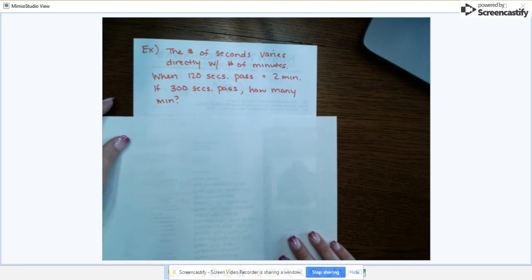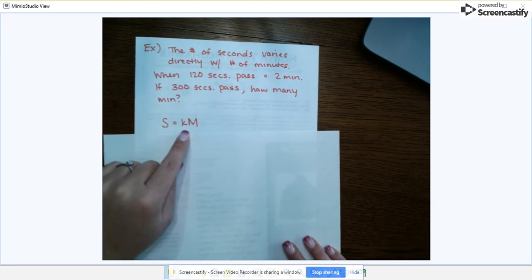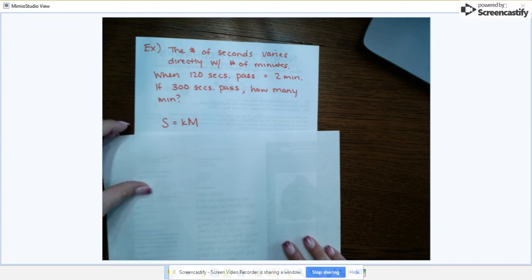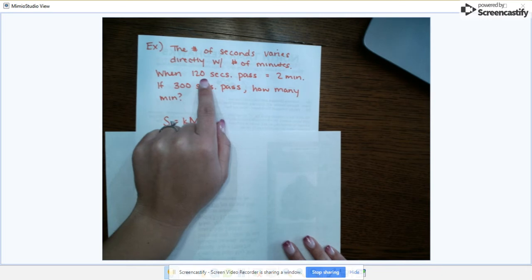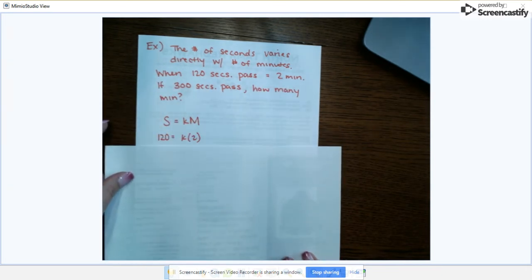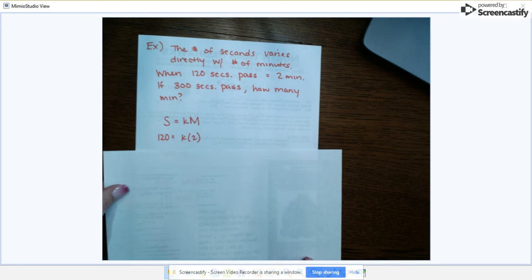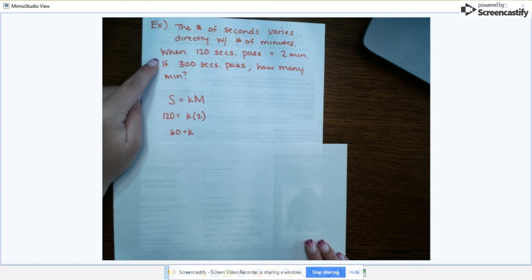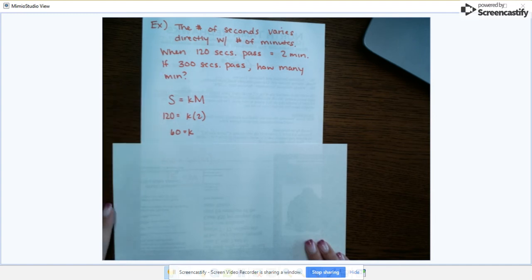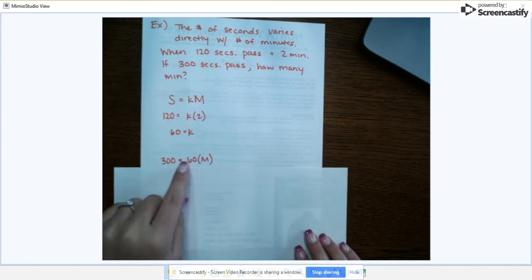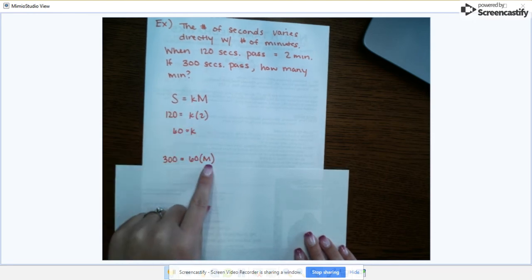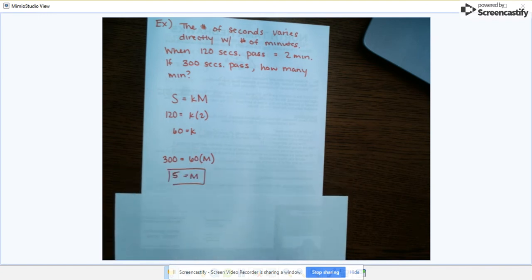So I'm going to use S for seconds. That K, constant of variation, is going to be there. So seconds varies directly with M, which is minutes. Now I'm going to plug in the information that I know. I know 120 seconds is 2 minutes, so I plug 120 in for S and 2 in for M. And I'm going to solve for K by dividing by 2. So I know my constant of variation is 60. Now I can plug in this 300 and figure out how many minutes that is. 300 equals, I substituted that 60 in for K into my original, and I'm solving for M. So when I divide, I get 5 minutes is the same as 300 seconds.